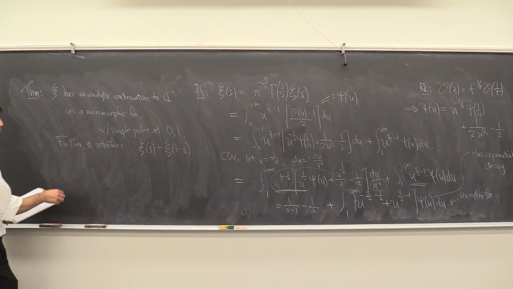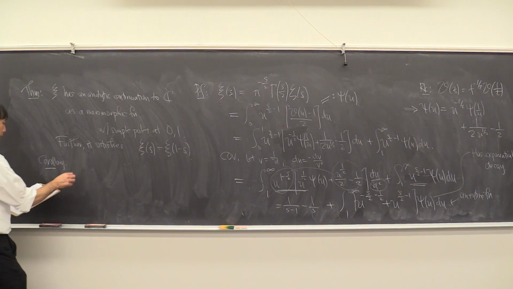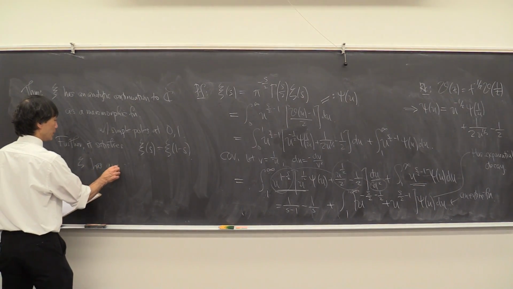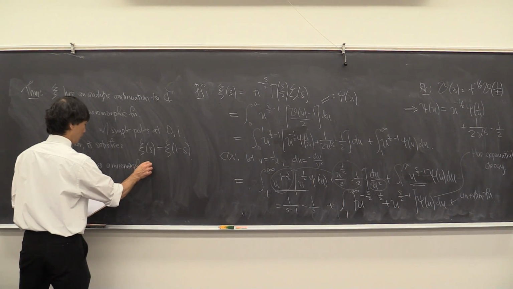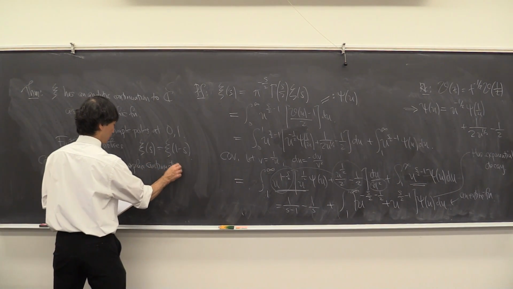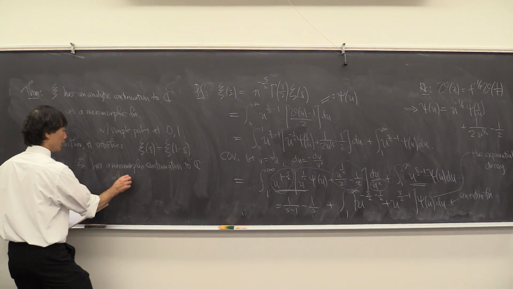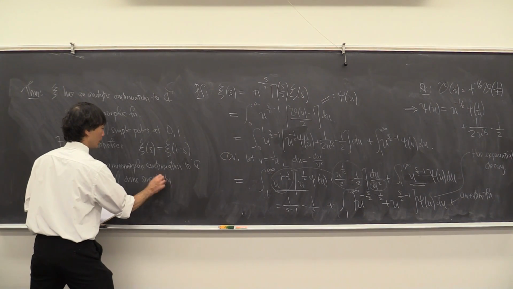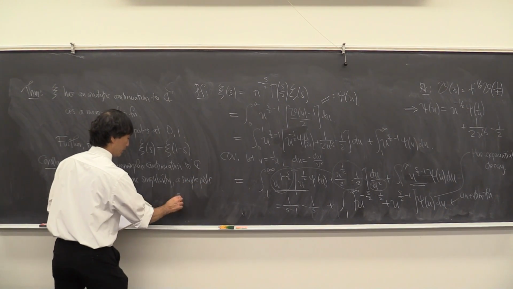So as a corollary, we say that zeta has a meromorphic continuation to C with one and only one singularity, a simple pole at s equals 1.